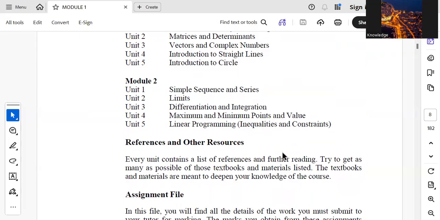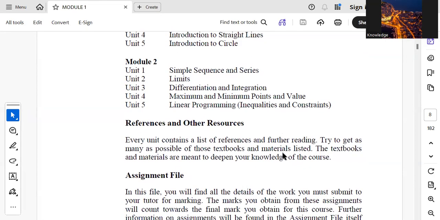In module 2, we will talk about simple sequence and series. Unit 2 of module 2 will give us limits. These are simple mathematical concepts. Unit 3, differentiation and integration. Unit 4, maximum and minimum points and value. And unit 5, linear programming, that is inequalities and constraints. That's all this course will teach you.